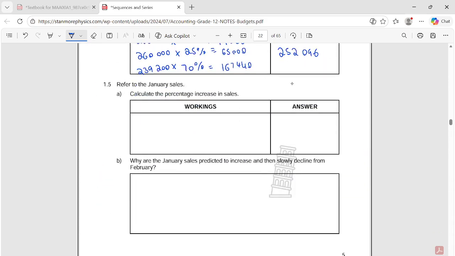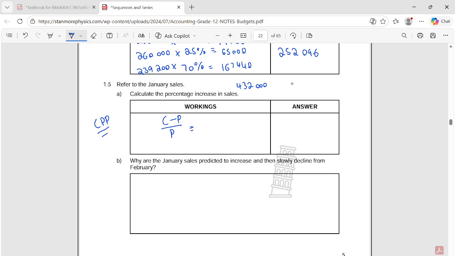So they're saying that we should calculate the percentage increase in the sales. What is the percentage that increased in order for us to get the January sales? There's a method called CPP. When you're calculating the percentage increase, you use the CPP method, which is current minus previous over previous. Now what is our current amount? Our current amount is the January sales, which is 432,000.